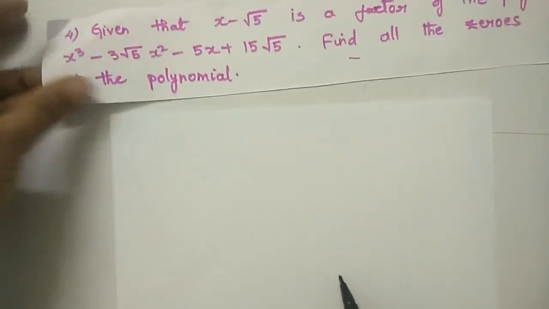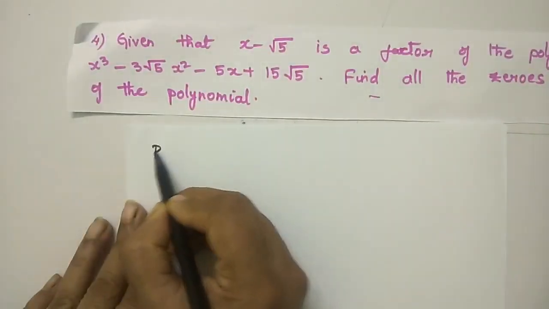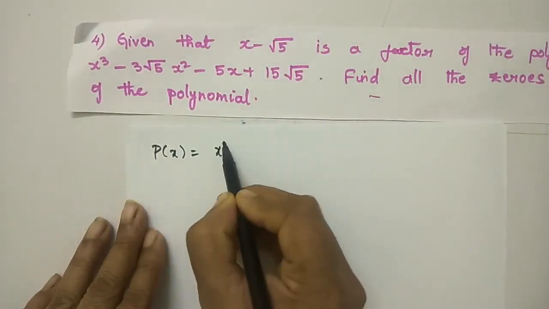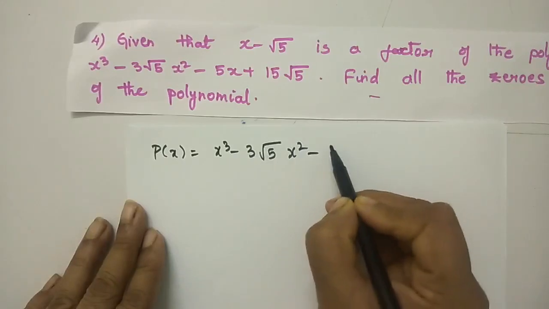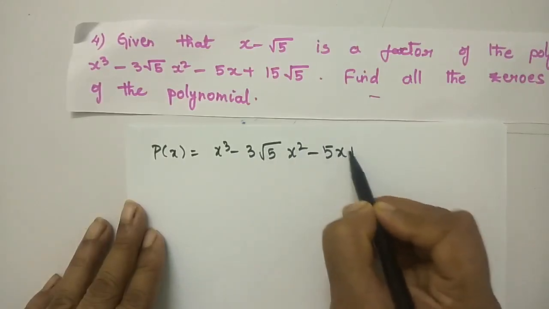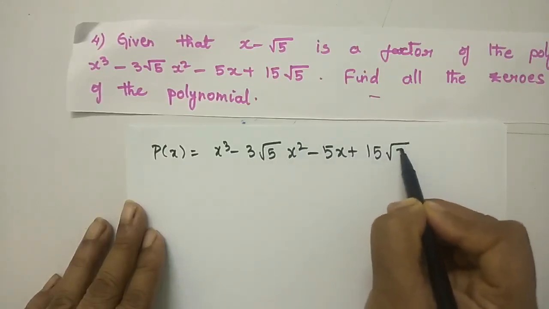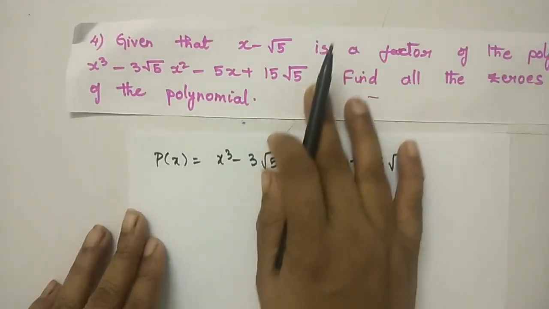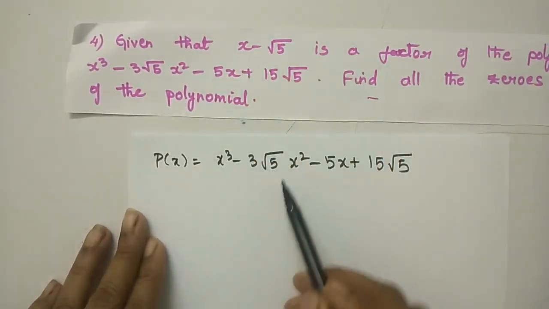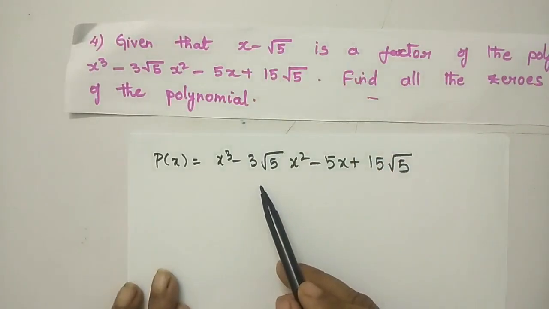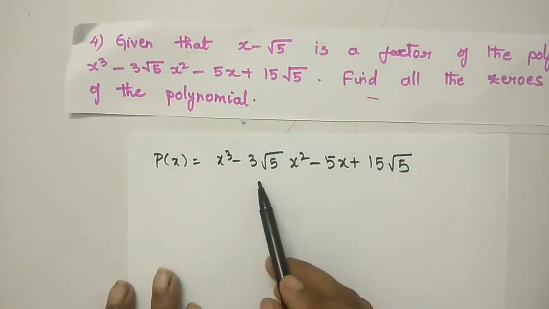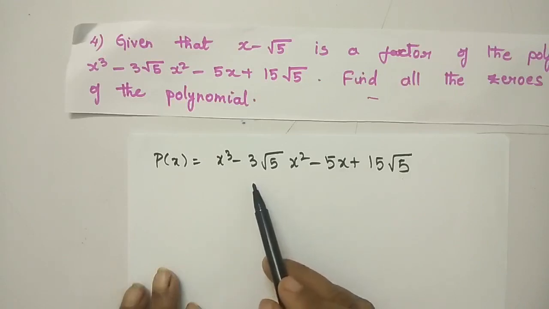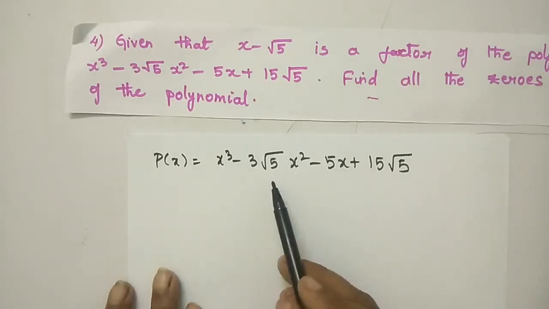Okay, the given polynomial is P of x is equal to x cube minus 3 square root of 5 x square minus 5x plus 15 square root of 5. In the question they have given x minus square root of 5 is a factor. If you observe carefully this polynomial, here square root of 5 is there, square root of 5 is there. So there is a chance to get x minus square root of 5 as a common factor, is it not?